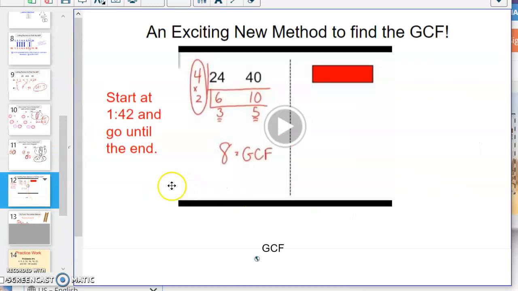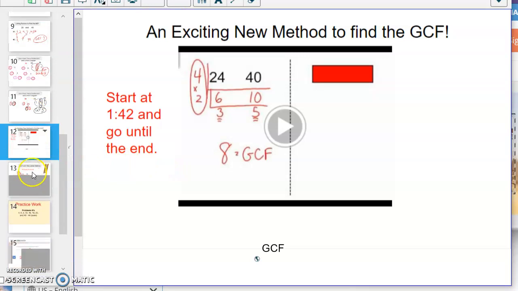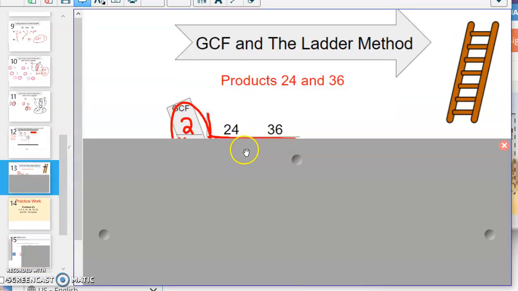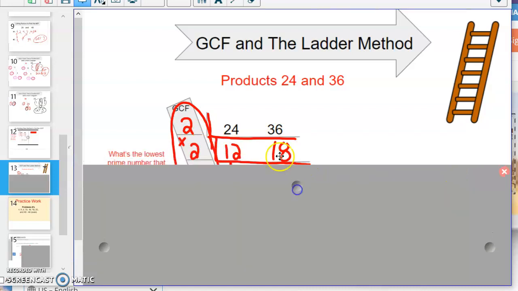All right, next up, we watched a video on this ladder method, and then let's try using this ladder method. So if I want to find the greatest common factor of 24 and 36, I think to myself, well, what number can I divide out of both 24 and 36? And I see that they're both even numbers, so I started with 2. Well, 24 divided by 2 left me with 12, and 36 divided by 2 left me with 18.